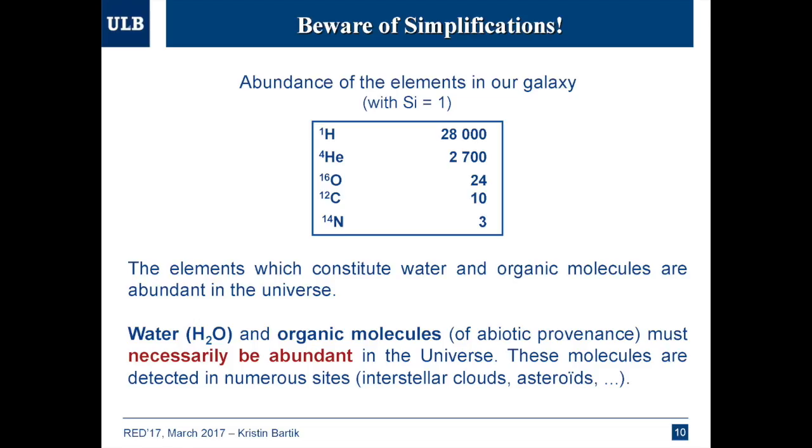So from that, what I wanted to say is that we have to be extremely careful of these simplifications, even regarding water. And I think many of my colleagues who are going to talk after me will probably be showing similar forms of data. Because if we look at the abundance of the elements in our galaxy, taking silicium as one, what do we see? That hydrogen, oxygen, carbon, and nitrogen are extremely abundant. So if the atoms are extremely abundant, why would the molecules not also be abundant in the universe? So water and organic molecules of an abiotic provenance must necessarily also be abundant in the universe. So there's no reason to make this simplification.